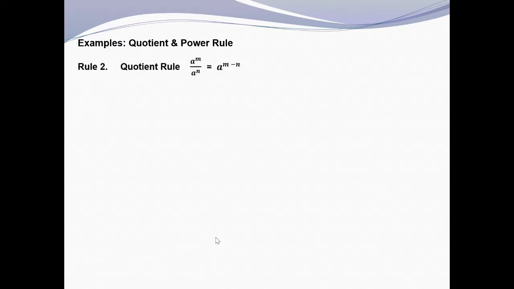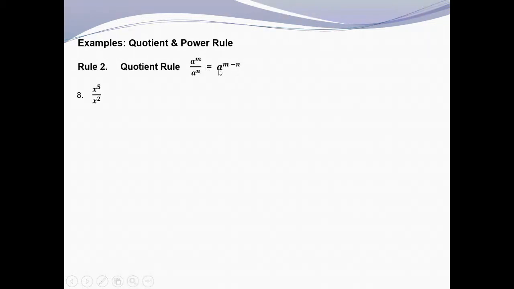This is called the quotient rule. For the quotient rule, again, they have to have the same base in order for you to do the operation. So again, if you have the same base, you're going to subtract the exponents. So it's going to be a to the m minus n. For example, here, same base. So we apply the rule. Equals x to the 3rd power.